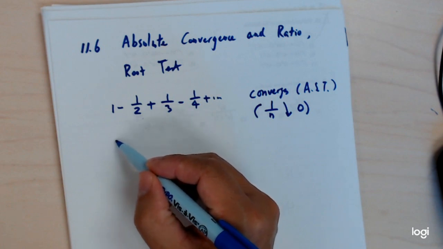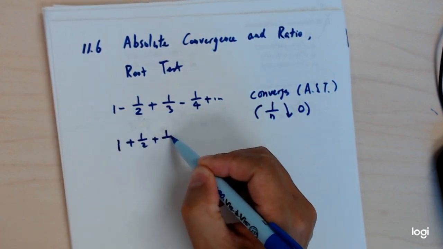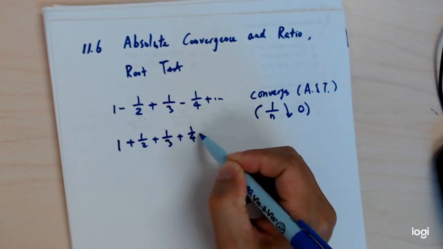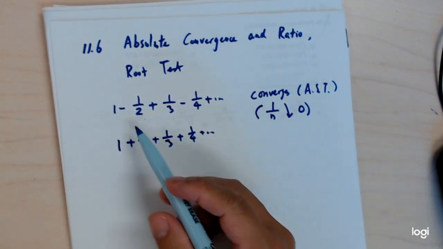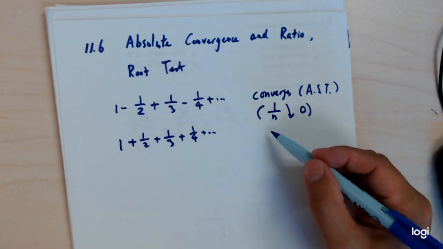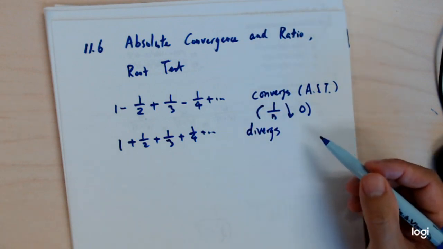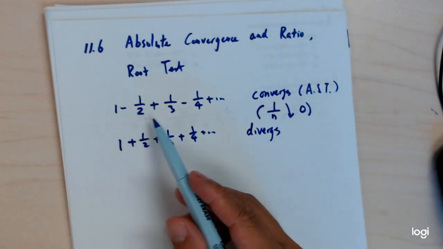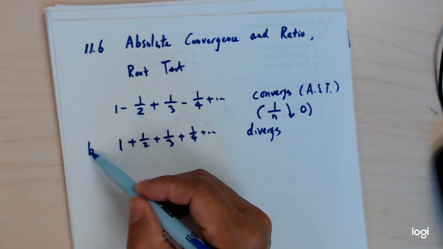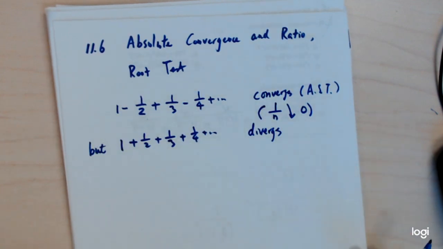And now let's try to take the absolute value of all the terms. We get a positive series. So I take the absolute value. Now this is the harmonic series, and we know this guy diverges. So I can say the original series converges, but the absolute value series diverges.